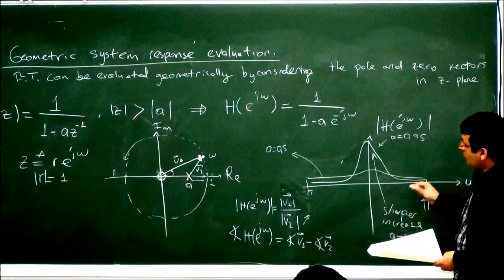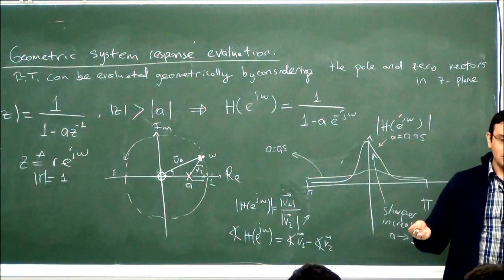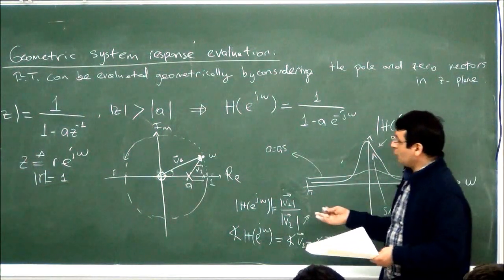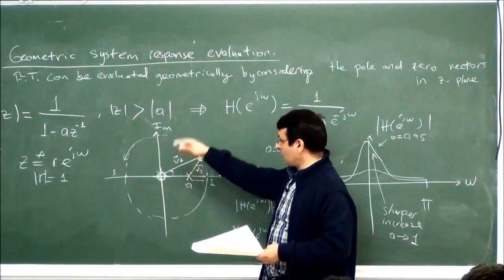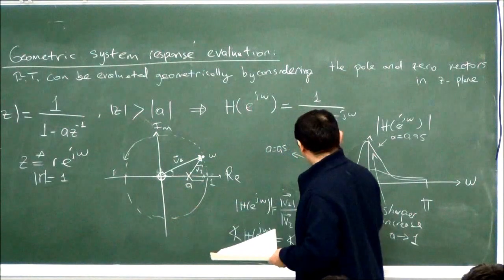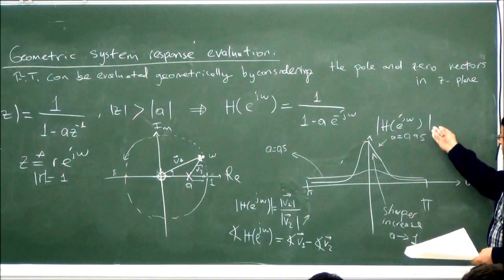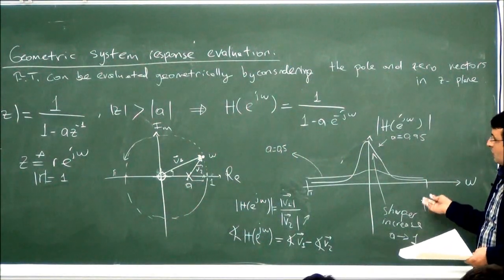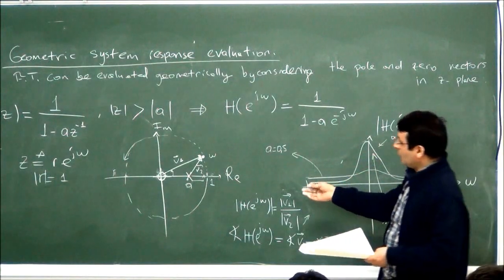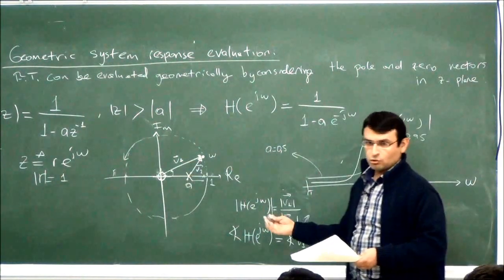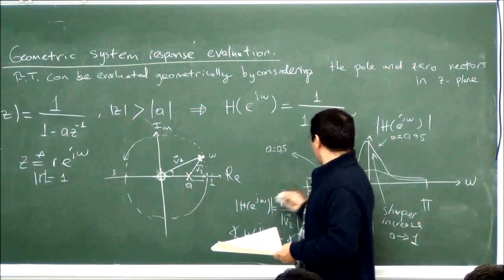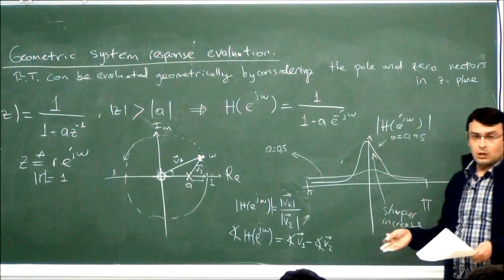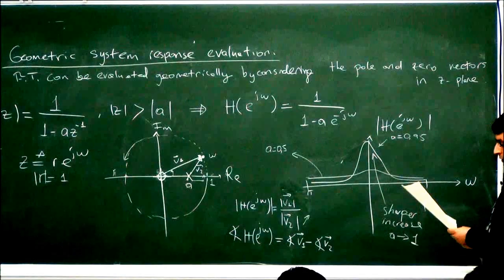I think there are some Java applets on the website, so please check. You can add some zeros and poles into the Z-plane, and then you can check how the magnitude of the Fourier transform is changing with the positions of these zeros and poles, and maybe you can change the position of this pole and see how the magnitude response changes in this case.